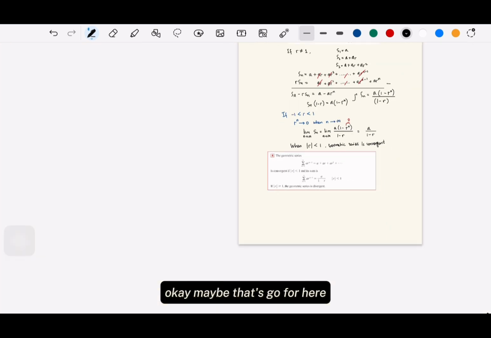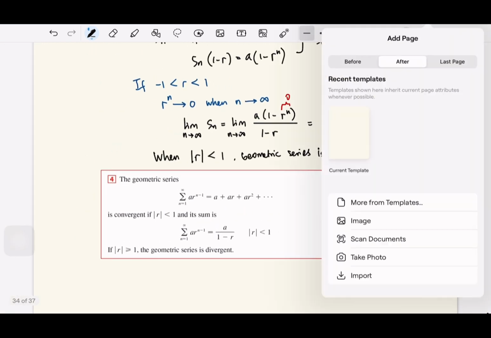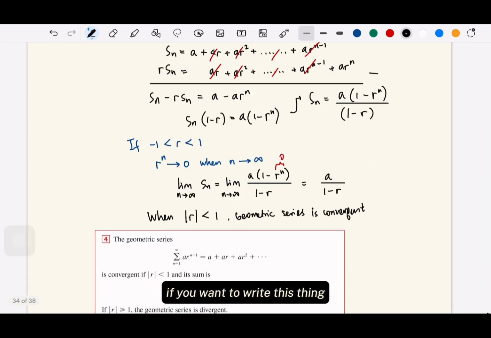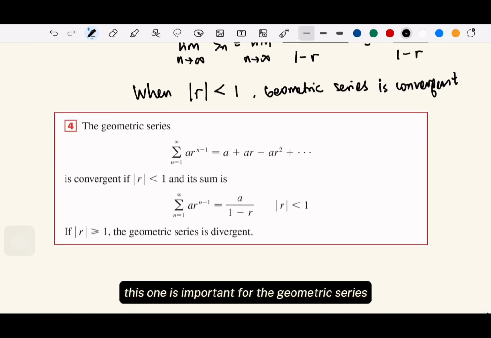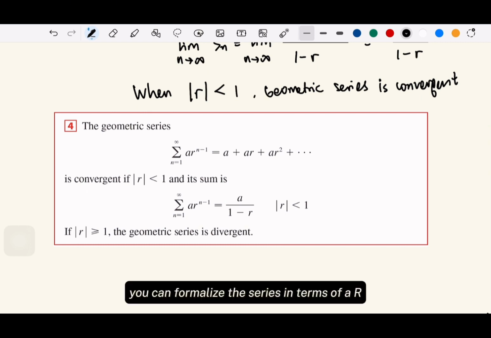Okay, maybe let's go from here, but before that, let me add some notes. If you want to write this, I think this one is important for the geometric series. So as long as you can formalize the series in terms of ar to the power of n minus 1, you could directly go to a over 1 minus r, and you get the sum.